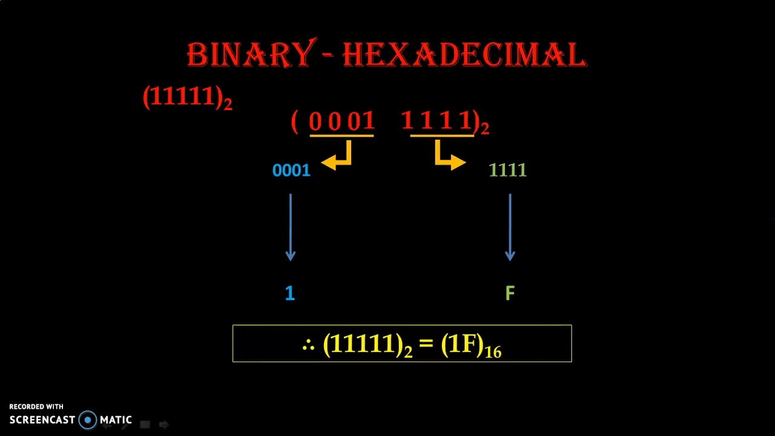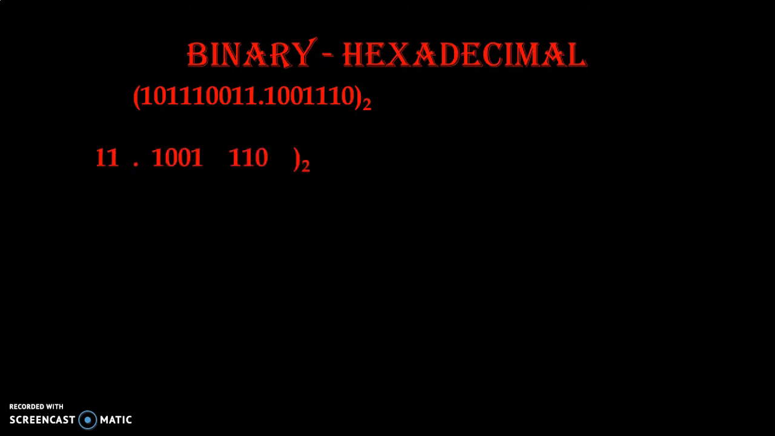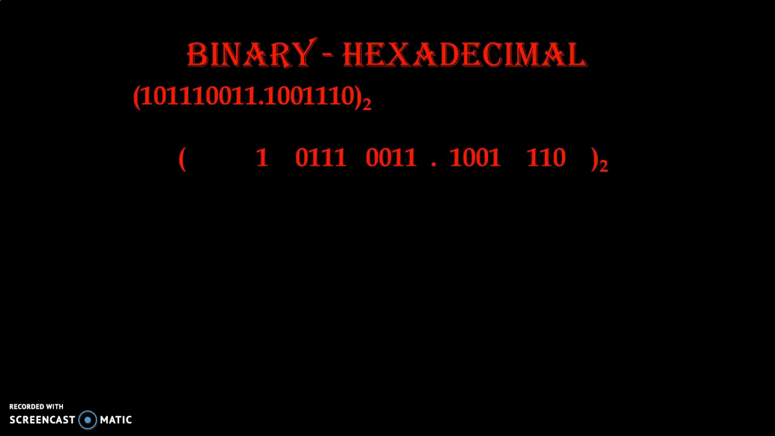Let us take one more example for binary to hexadecimal conversion. Now it is a mixed number. In binary we have integer values as well as fractional values. So now let us identify groups of 4s. We can write in this manner. We have fraction point. Now we have one group on the integer side. First we discuss about integer values.